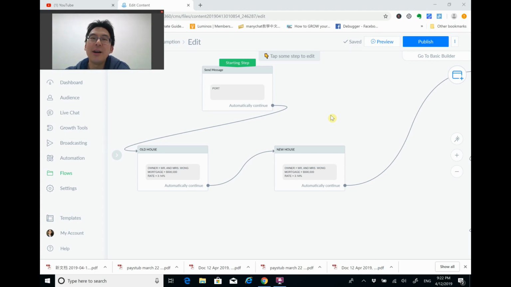So not too long ago, one of my team members asked me about something, and I haven't heard about this term for a long time. My team member asked me, hey Calvin, have you heard about something called assumption? And I say, well, yes. And he asked me, well, what is a mortgage assumption?